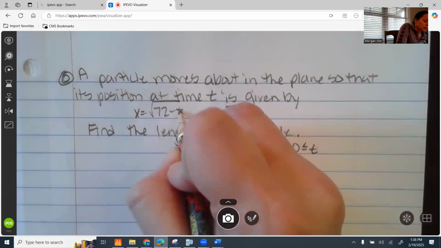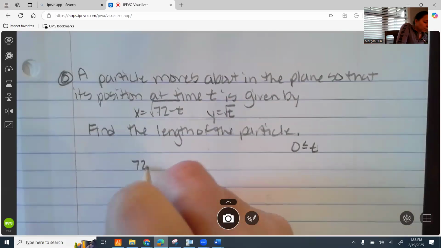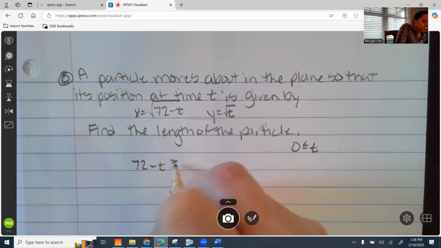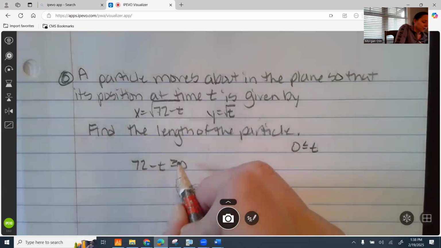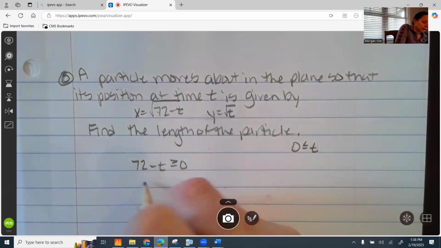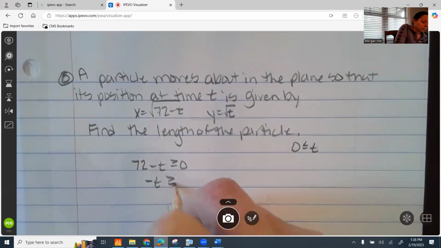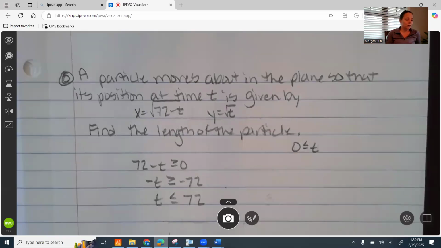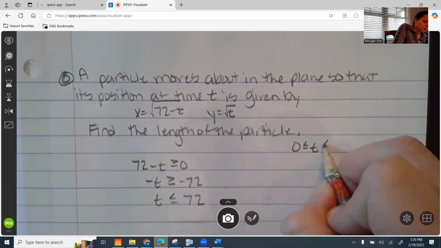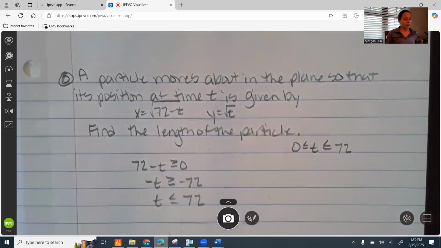Here we want to keep this value greater than or equal to 0, because if it drops to negative, you can't have a negative underneath the radical. So think about this for a second. You can say negative t is greater than or equal to negative 72, if I flip it around. That means t is less than or equal to 72. If it goes over 72, I'm going to have a negative. So I've got to go from 0 to 72.